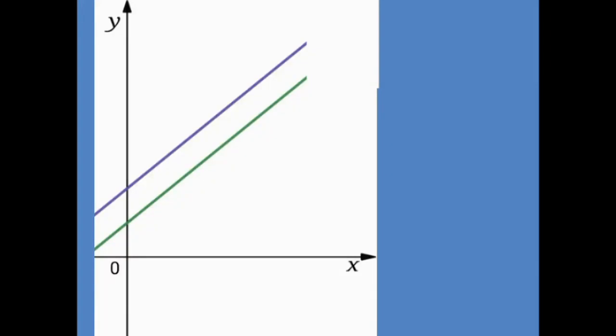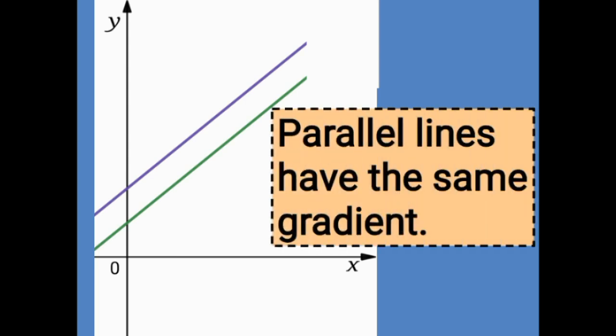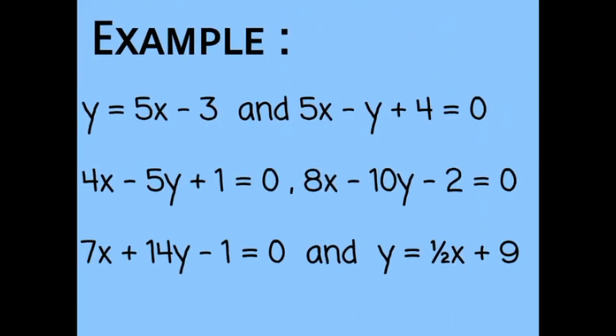The sketch graph shown here shows two lines that are parallel to each other. Lines that are parallel to each other will never intersect. Remember, parallel lines have the same gradient. For example, let's find out whether these pairs of lines are parallel or not.